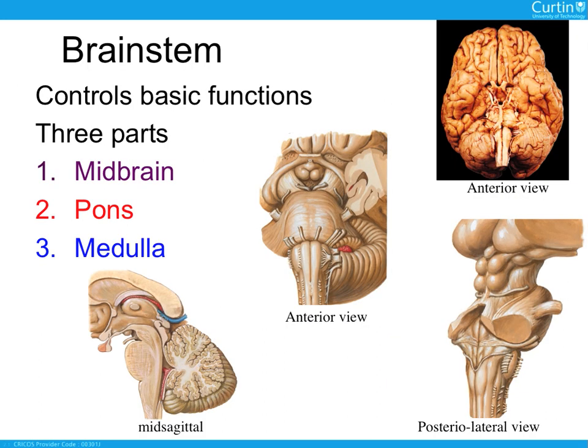Brainstem. Three parts, and it controls basic functions. This is the oldest part of the brain. If you dissect a rat brain, they have a really well developed brainstem, because these are our cardiovascular responses, our respiratory responses, control of blood vessels. This is all housed within the brainstem. So we've got three parts.